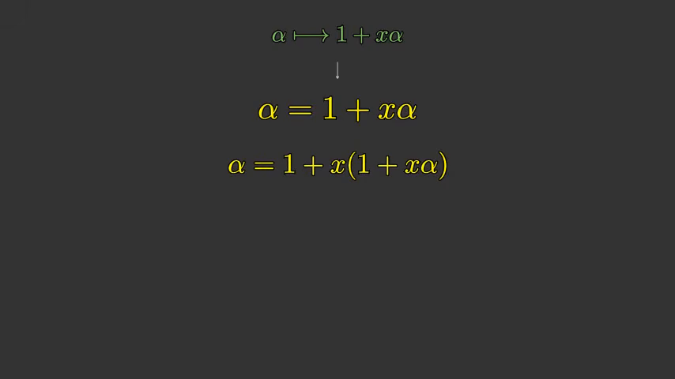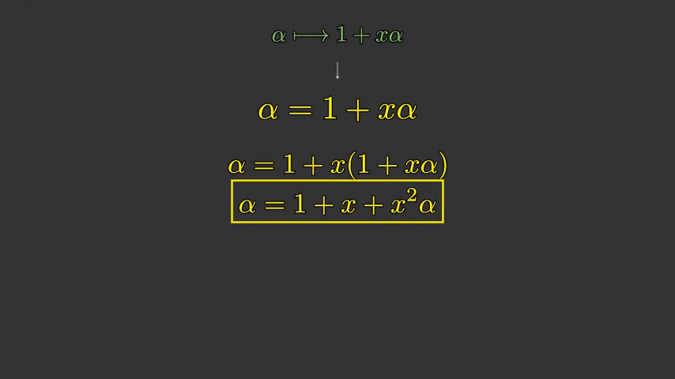Now distribute the x. The first term is 1. The second term is x. And what remains is x squared times alpha. So alpha equals 1 plus x plus x squared alpha. But the process has not stopped. There is still an alpha at the end, so we replace that alpha again.